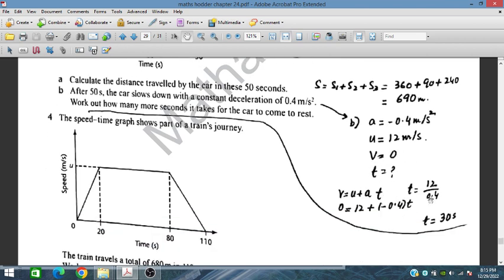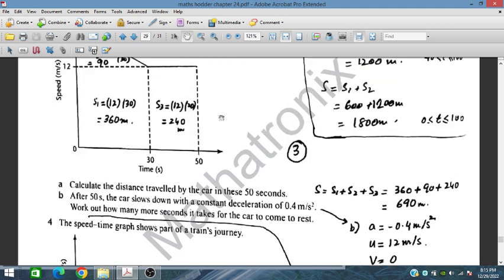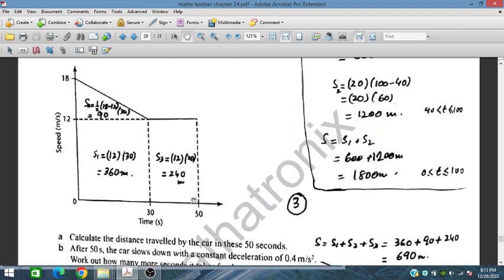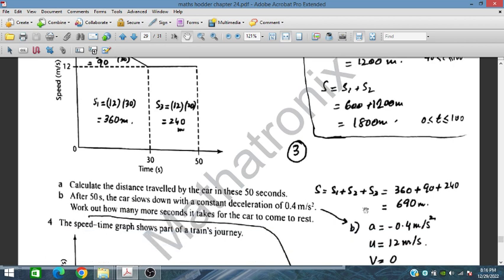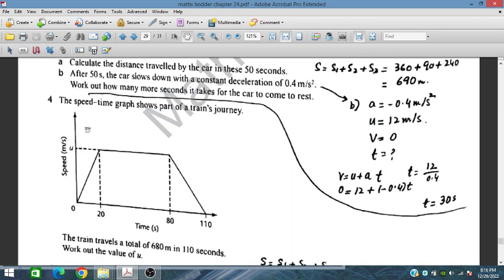So v is equal to u plus at. So at is equal to, this is 0, so t is equal to minus u divided by a, which is 12 over minus 0.4. So t is equal to 30 seconds. It would take 30 seconds more, so it will reach 0 speed at around 80 seconds. From 50 to 80 seconds, it will decelerate, and at that time it will be completely at rest.